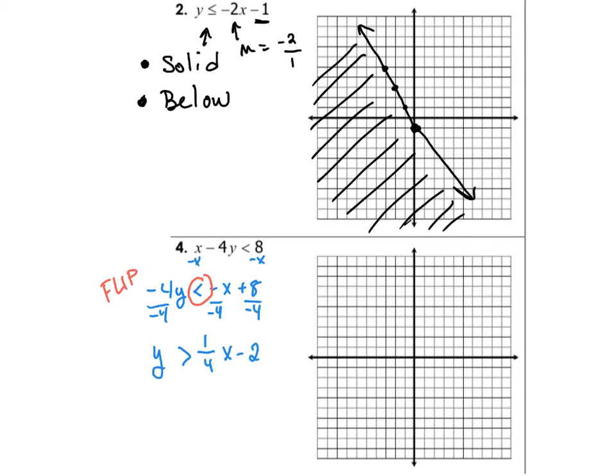Okay, and now we're going to graph it, but first, right, we have a dotted line because it's just greater than, and then it's above because it's greater than. So we get -2 is right here. Up 1 to the right 4. Up 1, 2, 3, 4. Up 1, 1, 2, 3, 4. Okay, so we're going to make our dotted line here. Doesn't have to be perfect, right? And then it's above, so shade above.